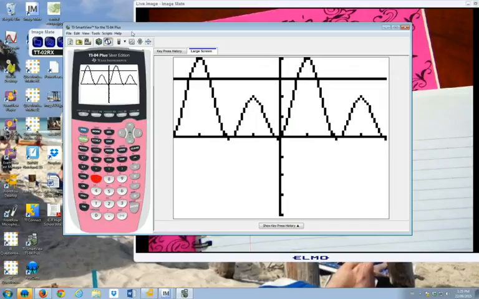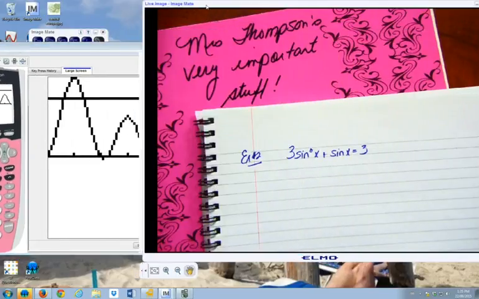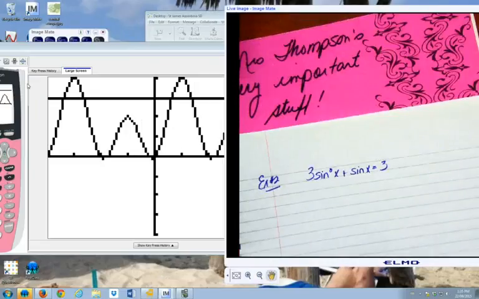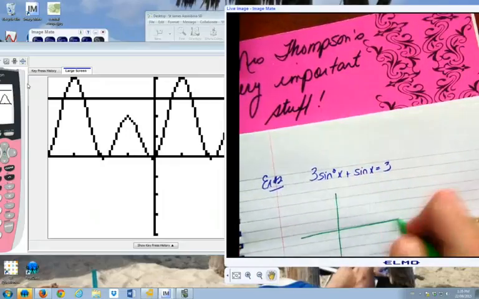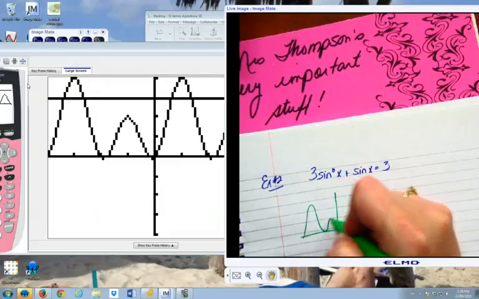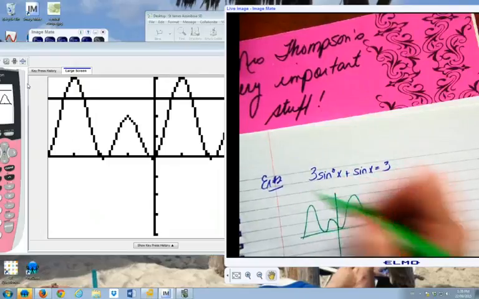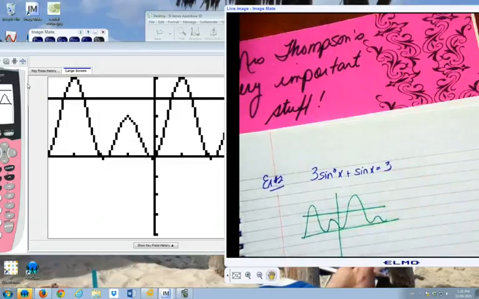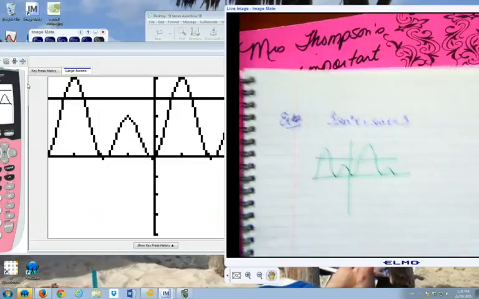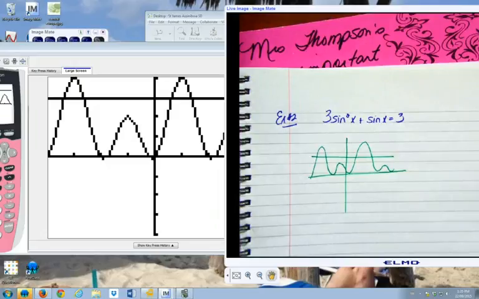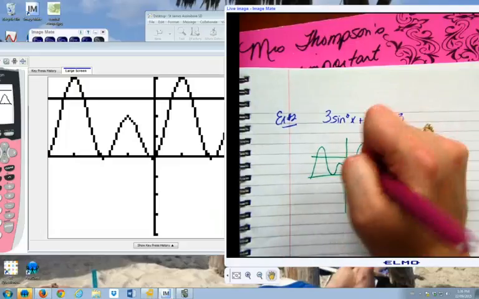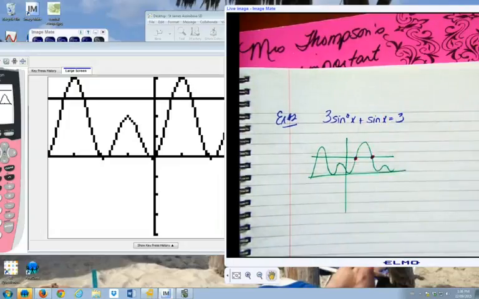Step number 1, sketch the graph. You can do the whole graph or you can just do the left-hand side. It's completely up to you. Just draw a rough shape of what you see. Step number 2, we're going to mark the points we need to find. In this case, I'm doing the intersection point, so it's where those two graphs cross.